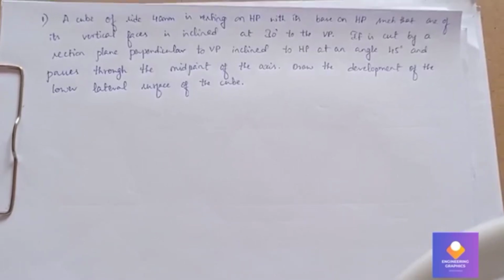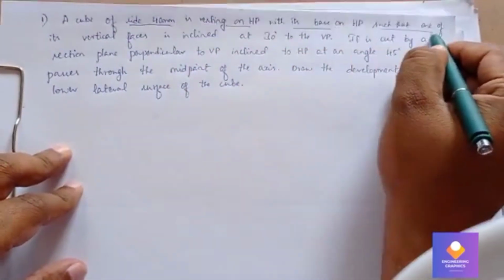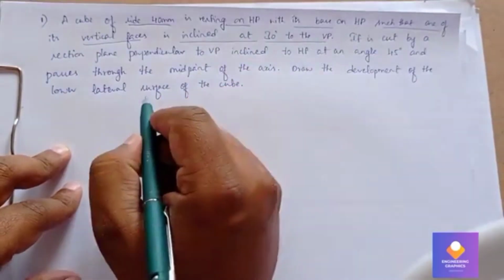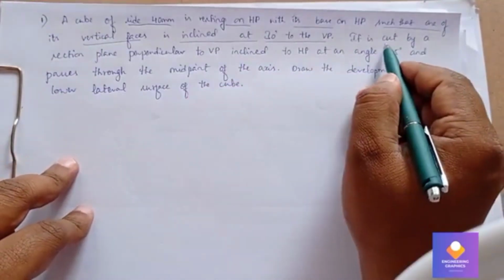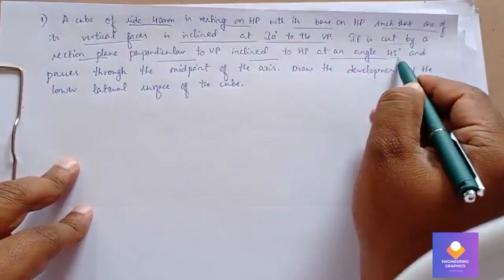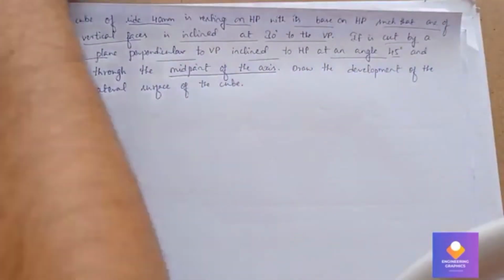In this problem they have given a cube of side 40, and it is resting on the HP with its base, such that its vertical face is inclined at 30 degrees to VP. It is cut by a section plane perpendicular to VP and inclined to HP at an angle of 45 degrees, and it is exactly passing through the middle point of the axis.